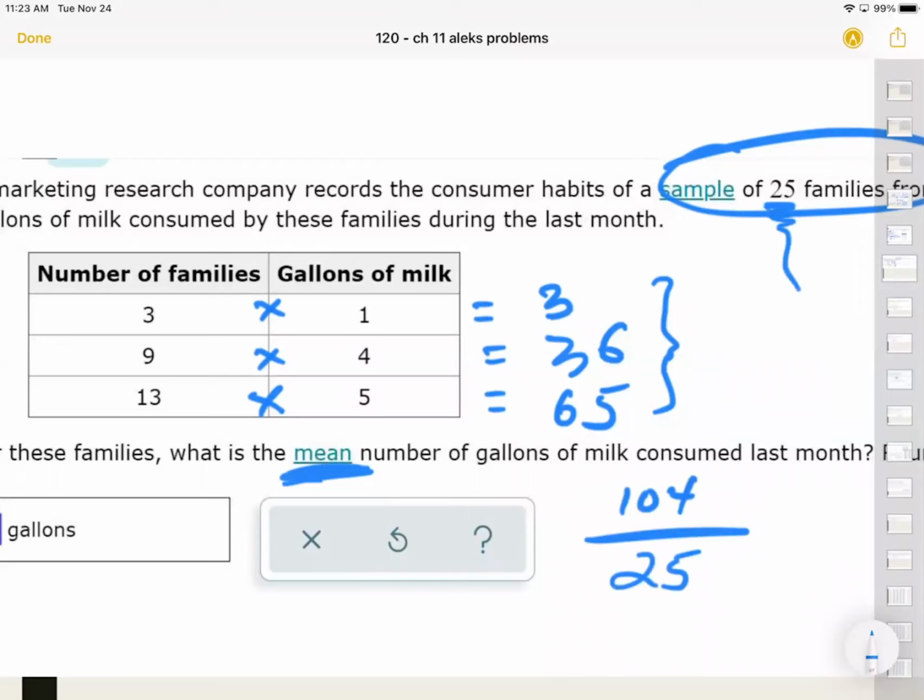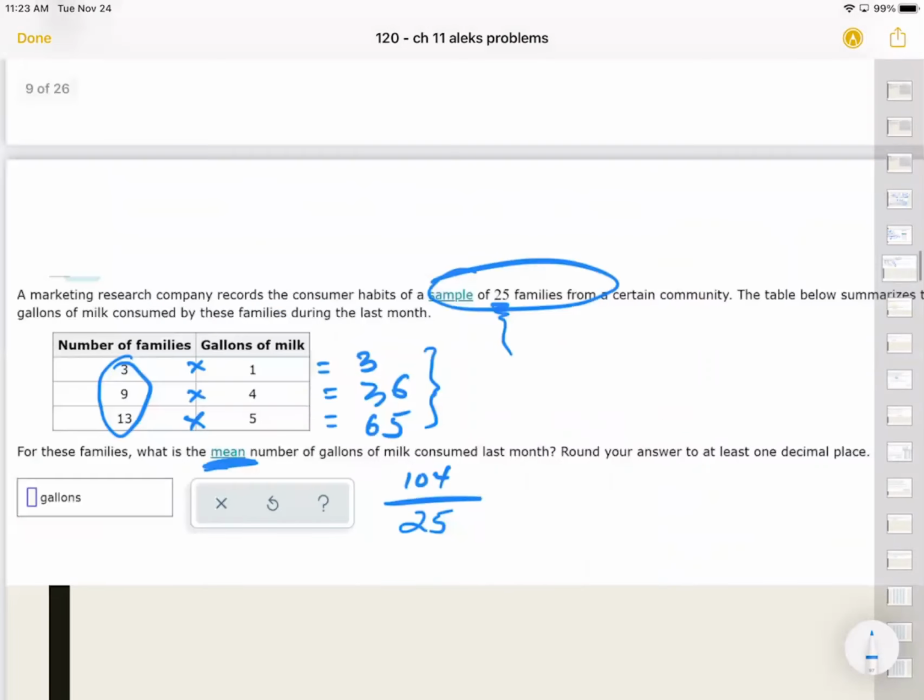Right? If you add this number up, you have 25. Those are the number of families. So you divide that, roughly 4 something, right? 4.1. 4.16, is that right? Yes.